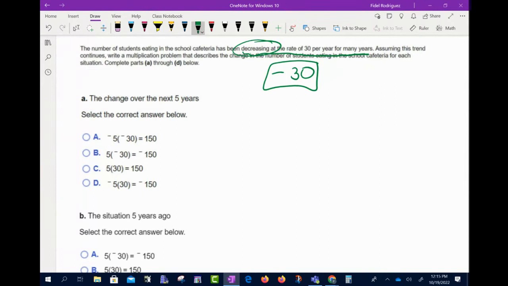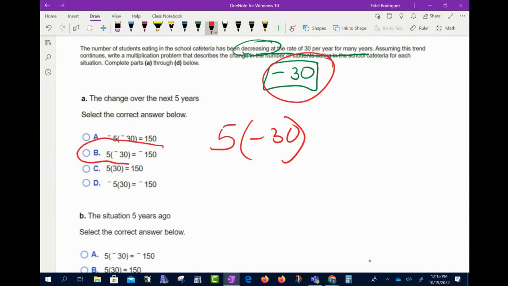It says, assuming this trend continues, write a multiplication problem that describes the change in the number of students eating in the school cafeteria for each situation. Okay, so the change over the next 5 years, y'all. So remember, we're going to do this thing 5 more times, right? So 5 more times would be 5 times what number? Times negative 30. Very good. So if I look at my choices here, A, B, C, and D, which one would I pick? B, right? Good.